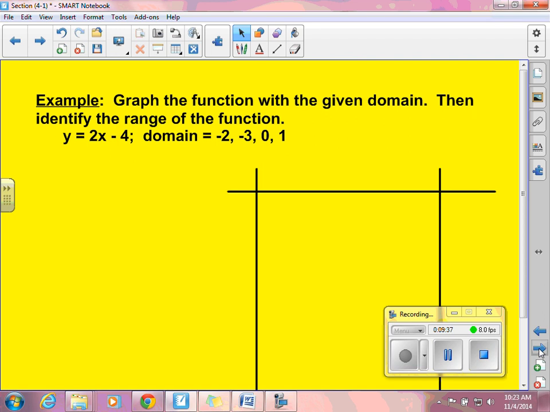If I say range, what are some other words that mean range? Output, dependent variable, and my Y. The one that's hardest for everyone is the independent and dependent variable. And we talked about that the other day. All right. So you should be good to go.